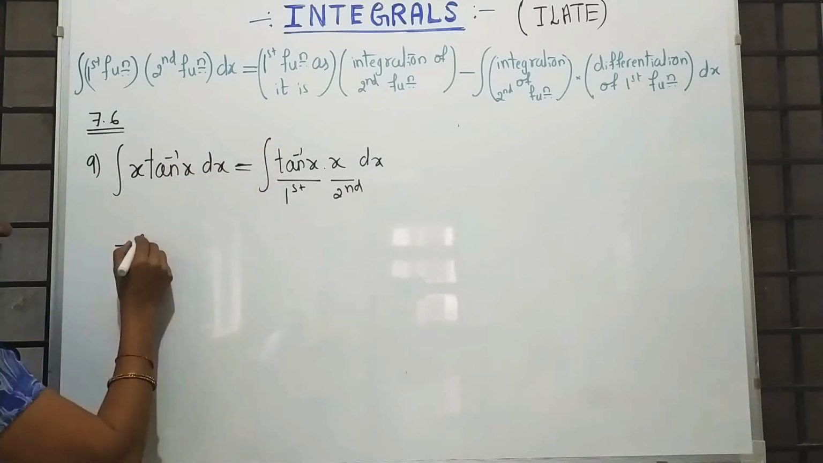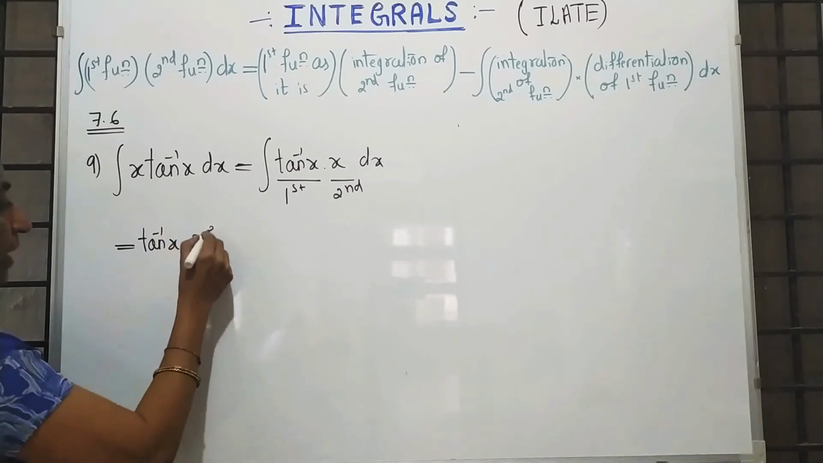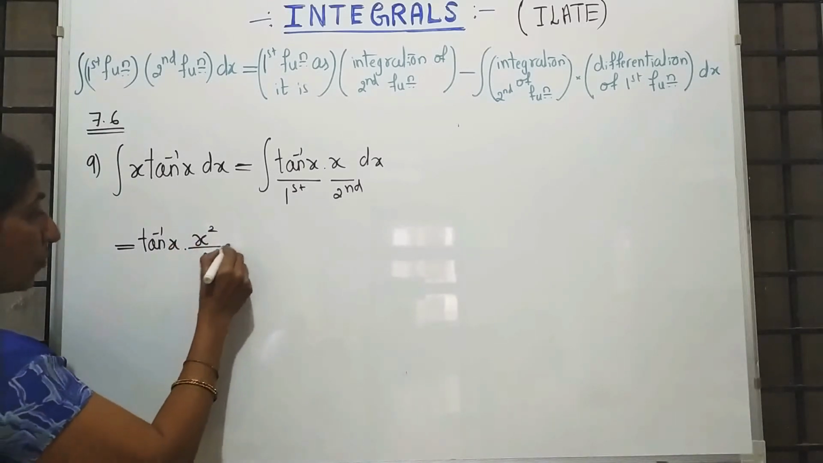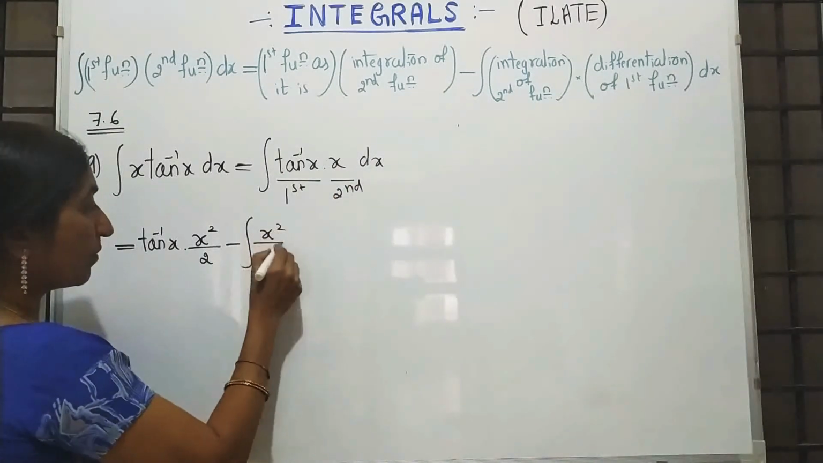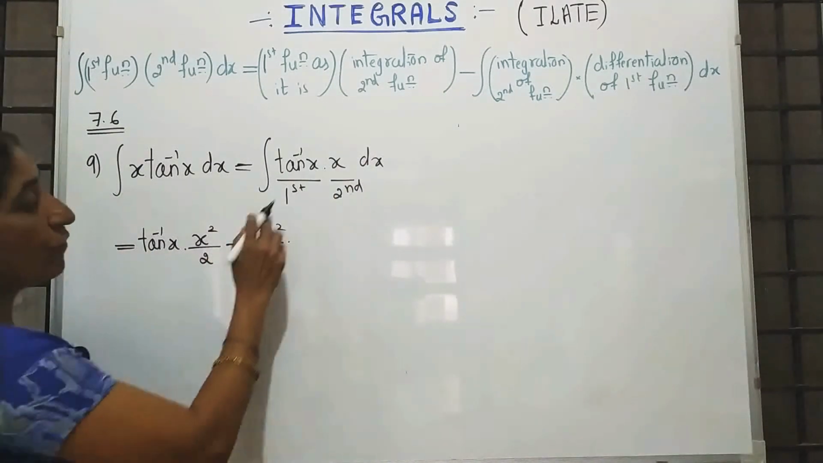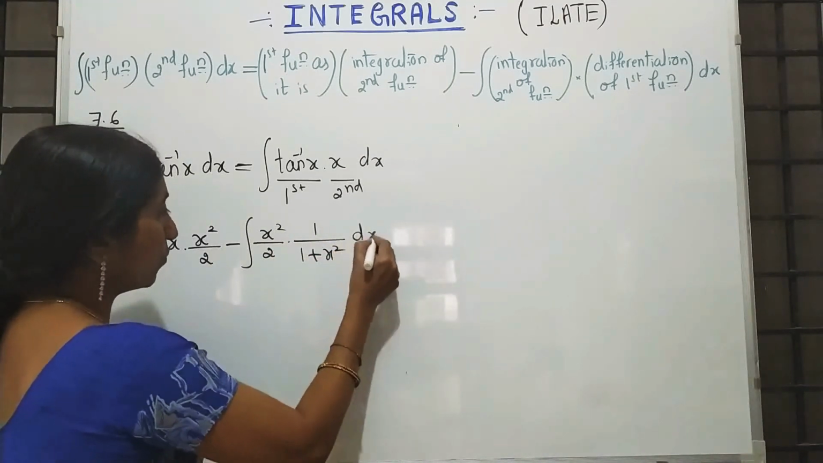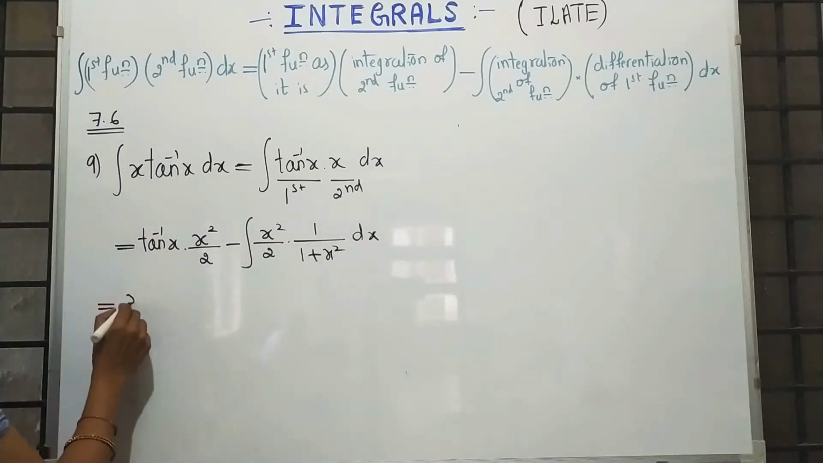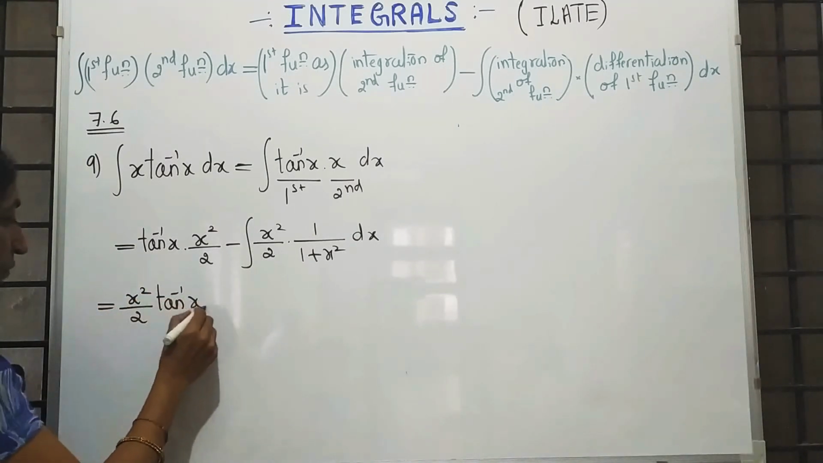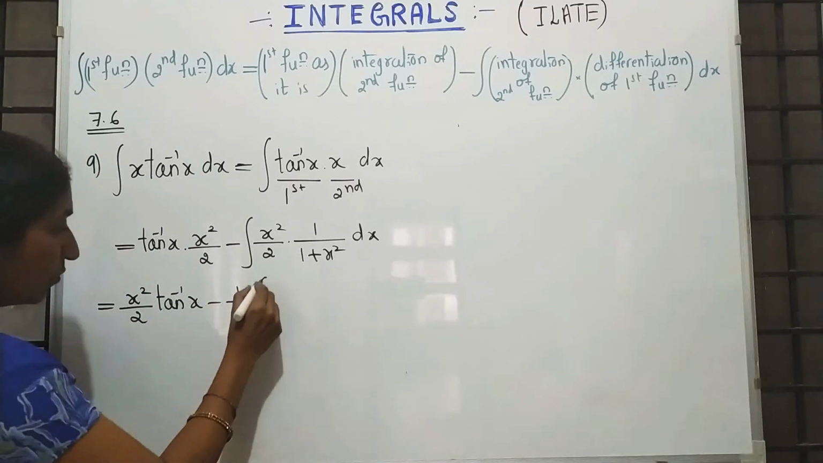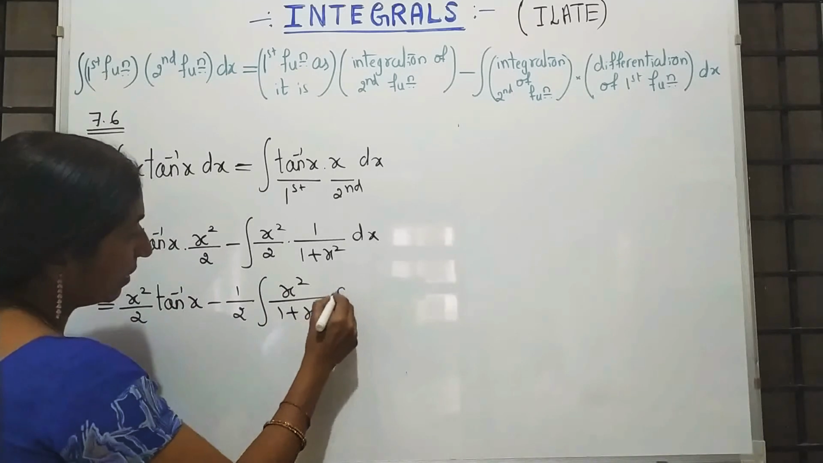See, according to the rule, first function as it is. Integration of second function: the integration of x is x square by 2, minus the integration of the differentiation of first function, that is 1 upon 1 plus x square into dx. It is x square by 2 tan inverse x minus 1 by 2, see, this will be x square upon 1 plus x square.